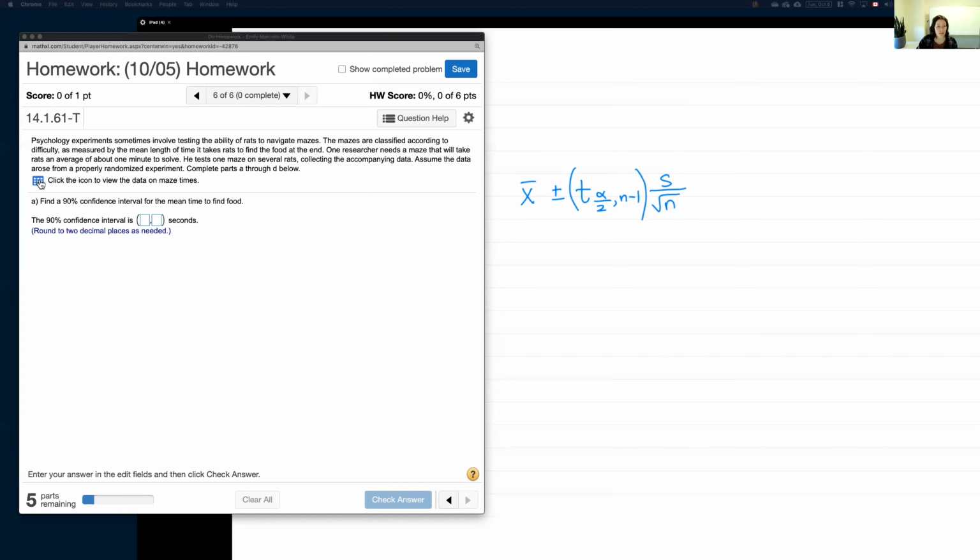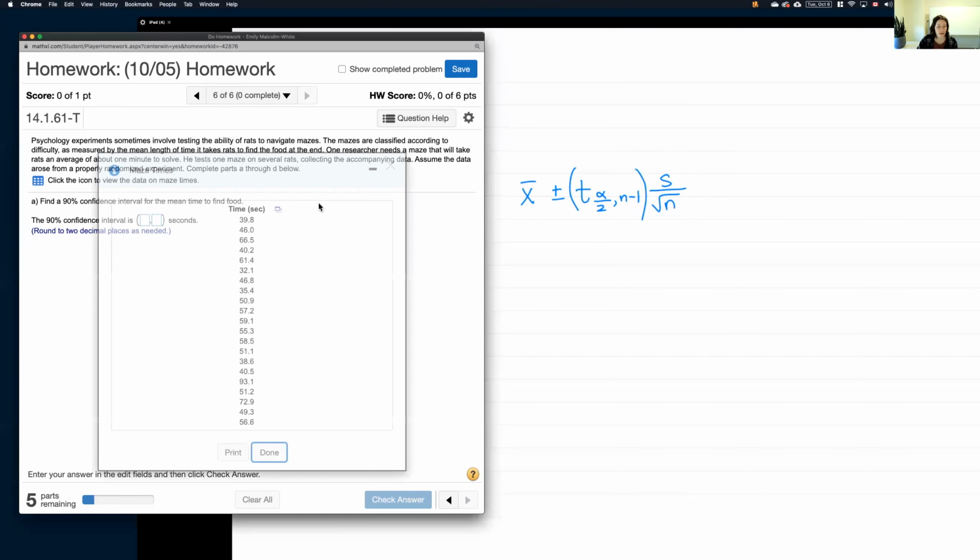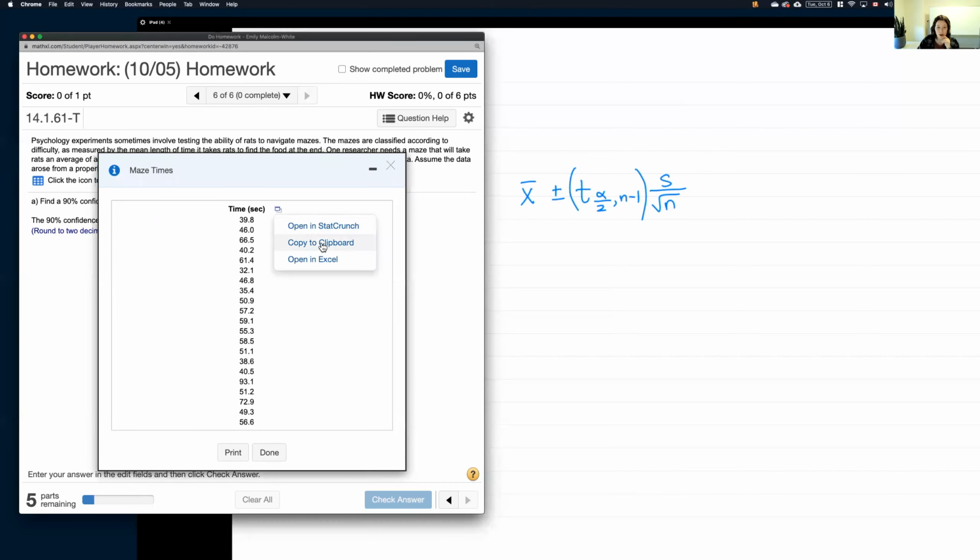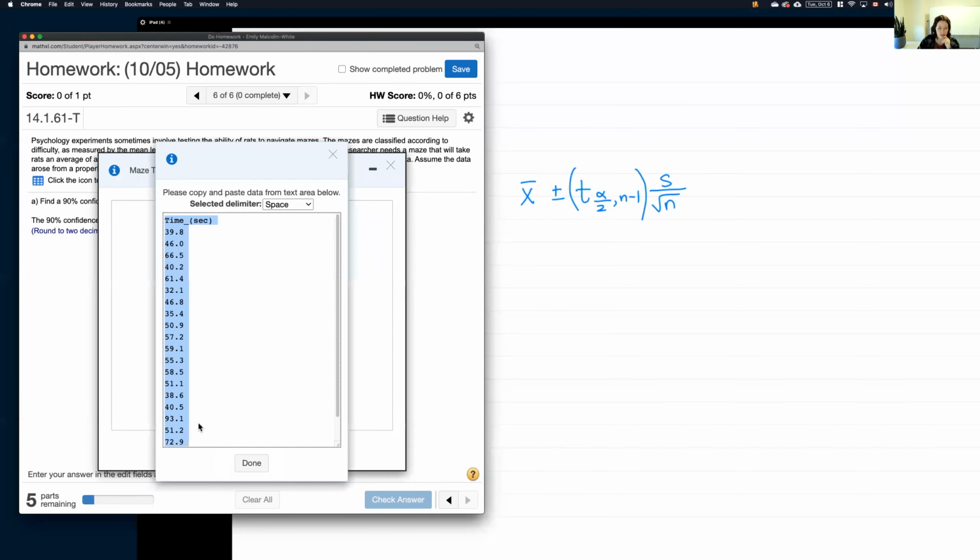So if I click on this, it will allow me to see the data, I hope. Okay, I know this might be pretty small on your screen, but essentially you can go through and copy this. So if you just press this button and say copy to clipboard, and I'm just going to highlight it so I just get the numbers here. So I am going to copy and paste the data, Control C, and I am going to put it into R. Let me just open up R here. Should have had it open already.